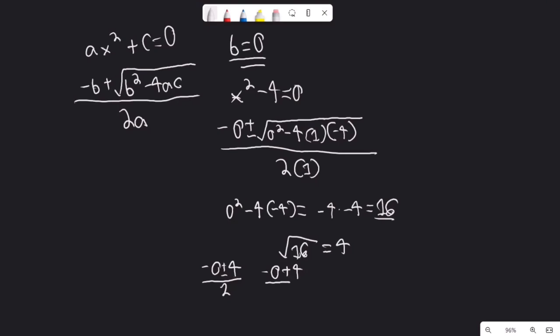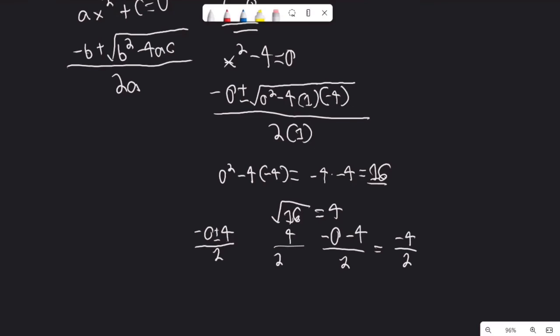So negative 0 plus 4 over 2 is 4 over 2. And negative 0 minus 4 over 2 is negative 4 over 2. So the answers are 2 and negative 2.